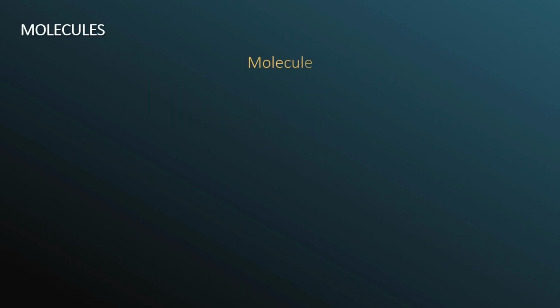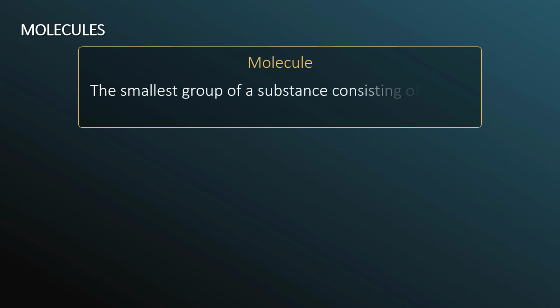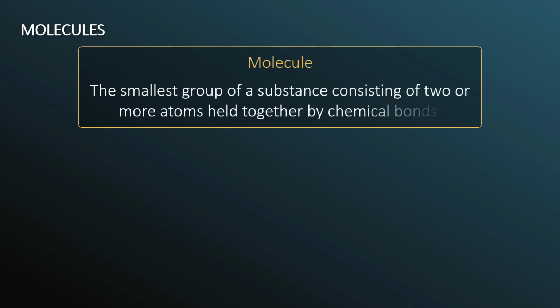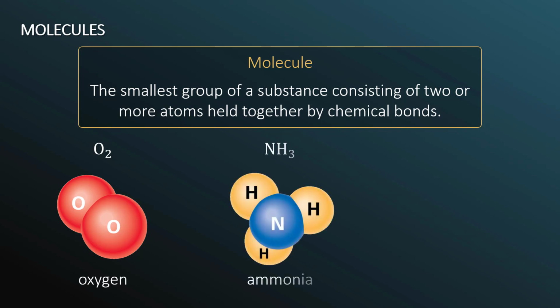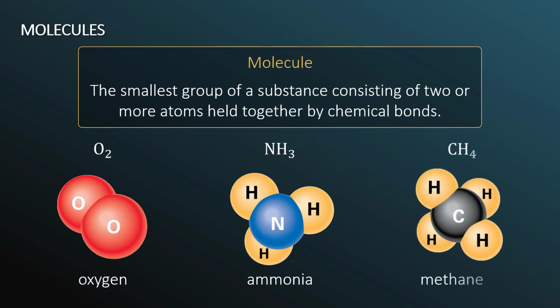Molecules. The smallest group of a substance consisting of 2 or more atoms held together by chemical bonds. Oxygen is an example. This would be diatomic oxygen in particular, and is considered a homonuclear molecule since it consists of 1 chemical element. That is, well, oxygen. There's only 1 type of atom here. Also, ammonia is a molecule, NH3, as is methane.